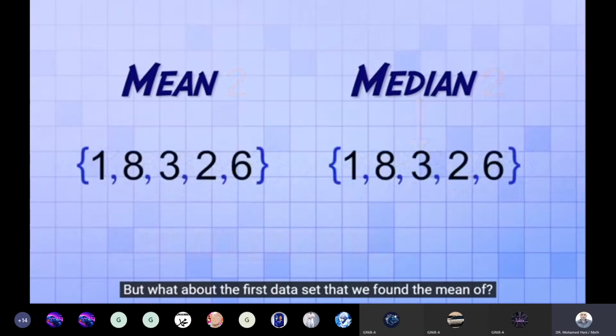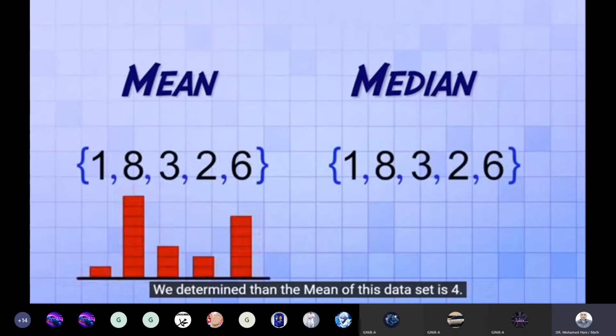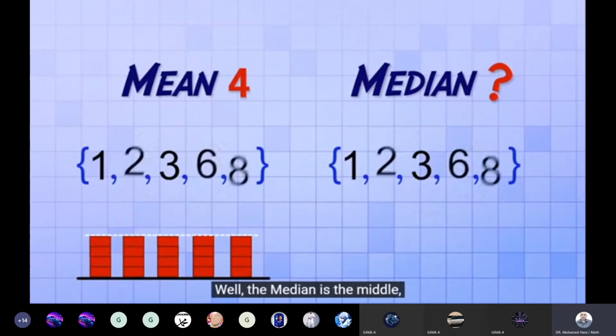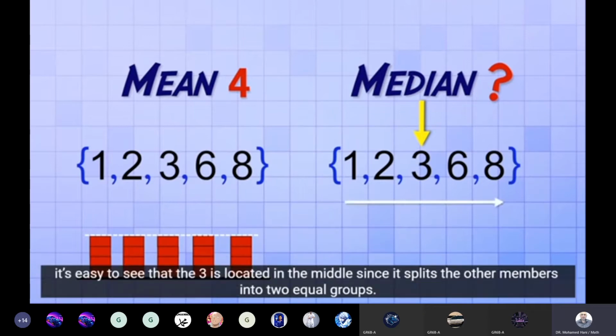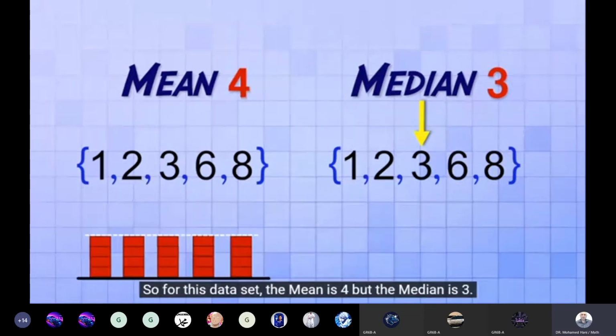But what about the first data set that we found the mean of? We determined that the mean of this data set is 4, but what about the median? Well, the median is the middle, and since this data set is already in order from least to greatest, it's easy to see that the 3 is located in the middle since it splits the other members into 2 equal groups. So for this data set, the mean is 4, but the median is 3.